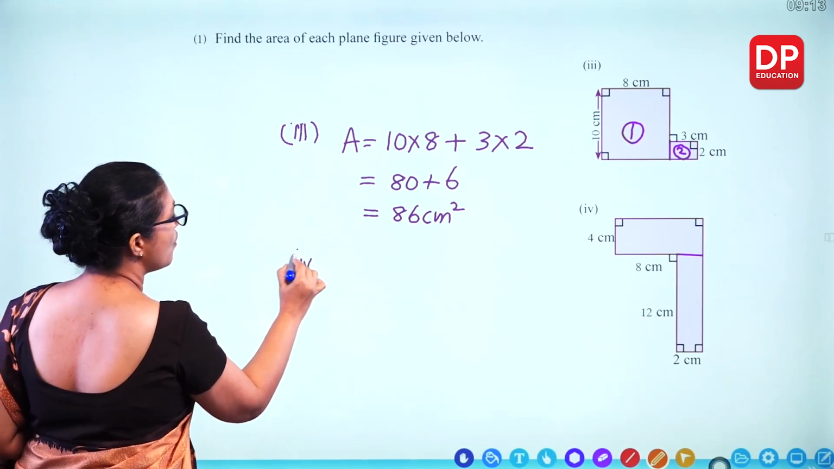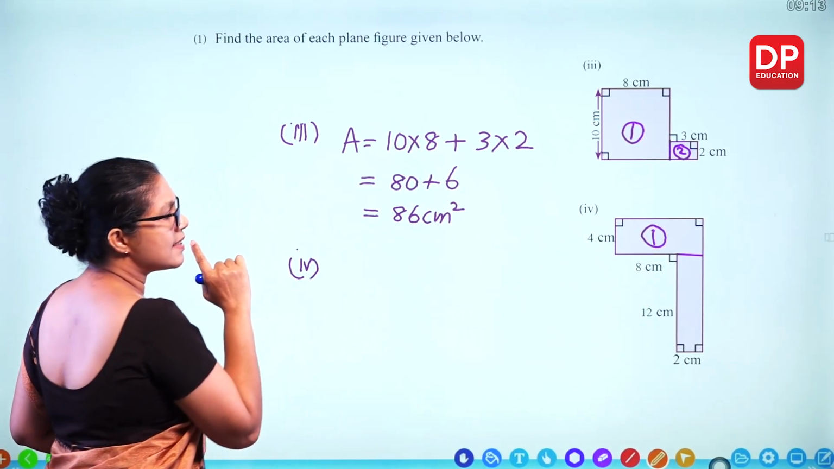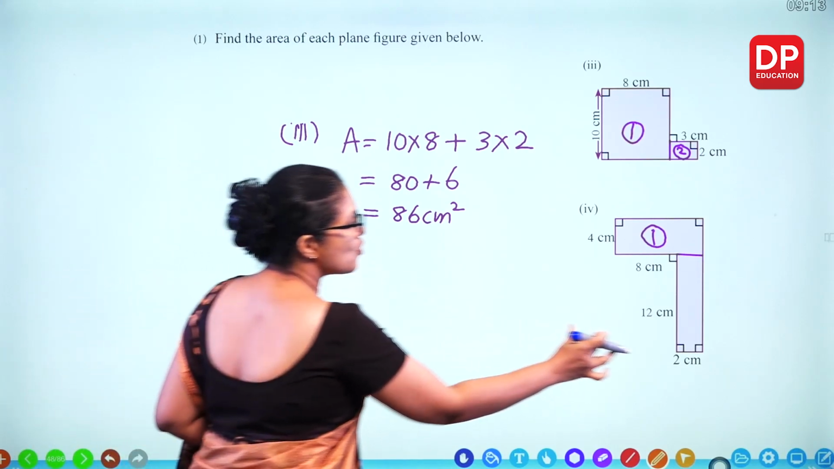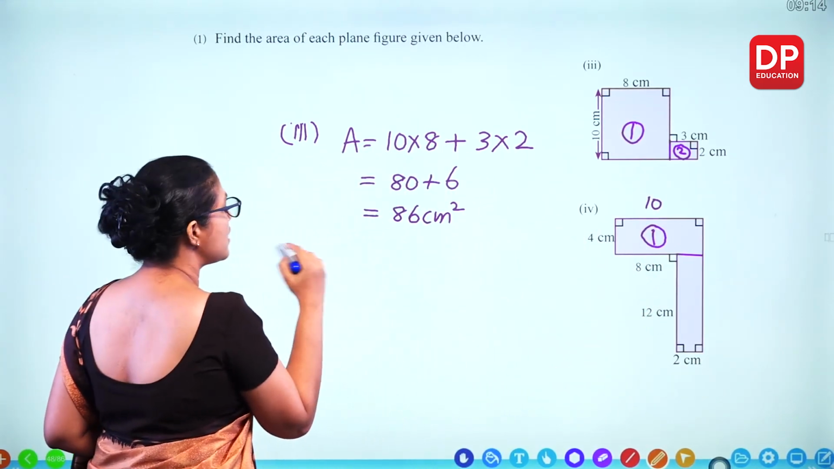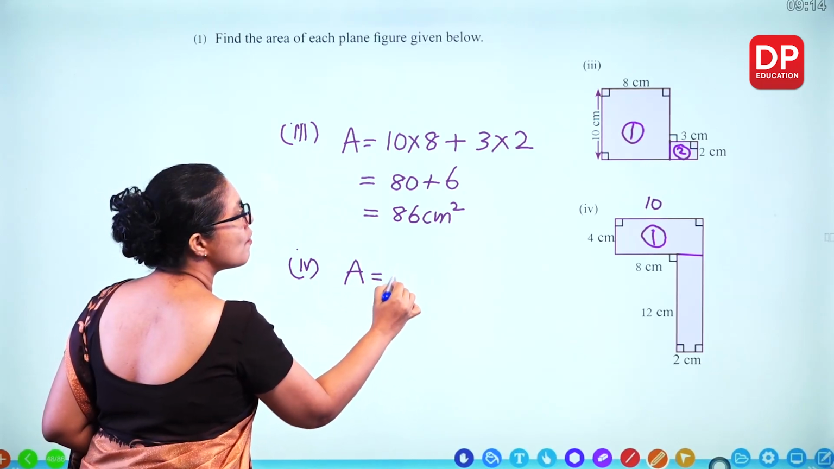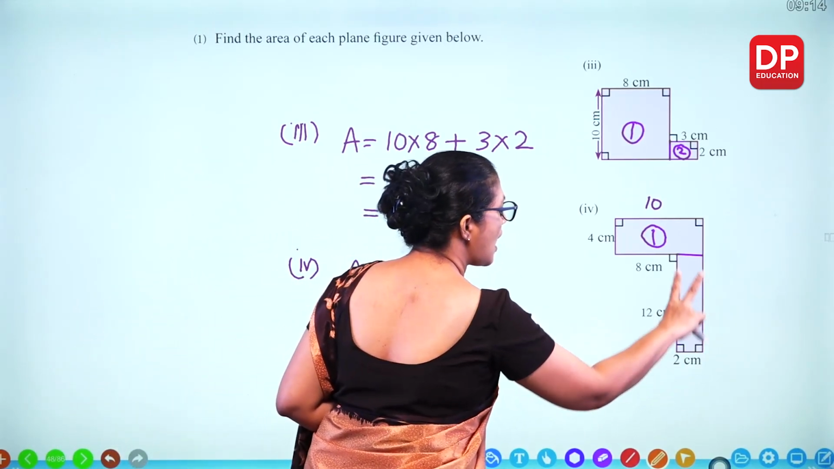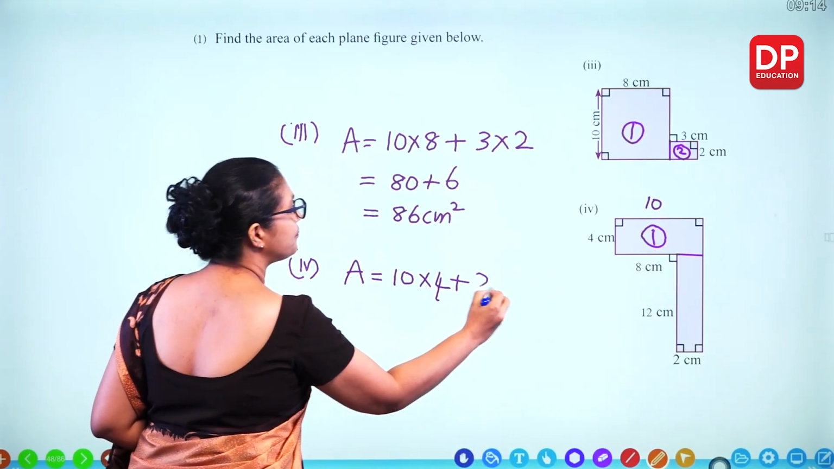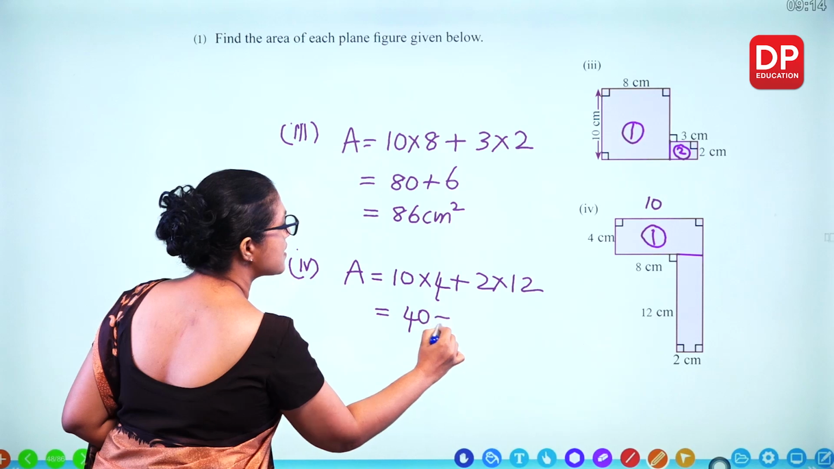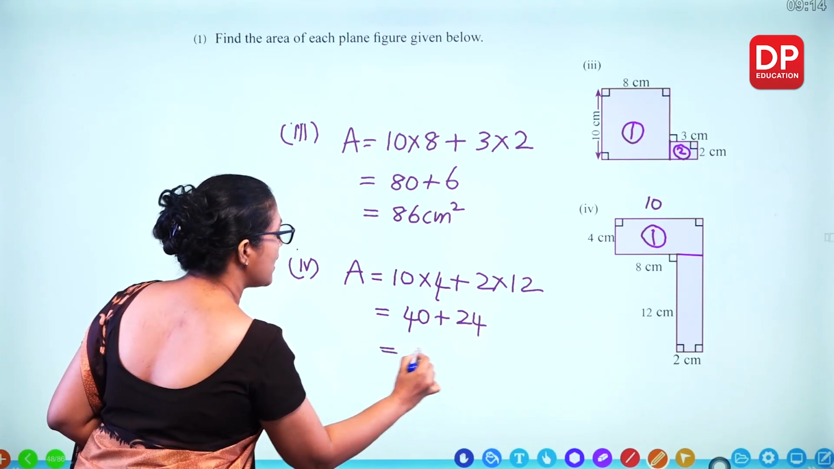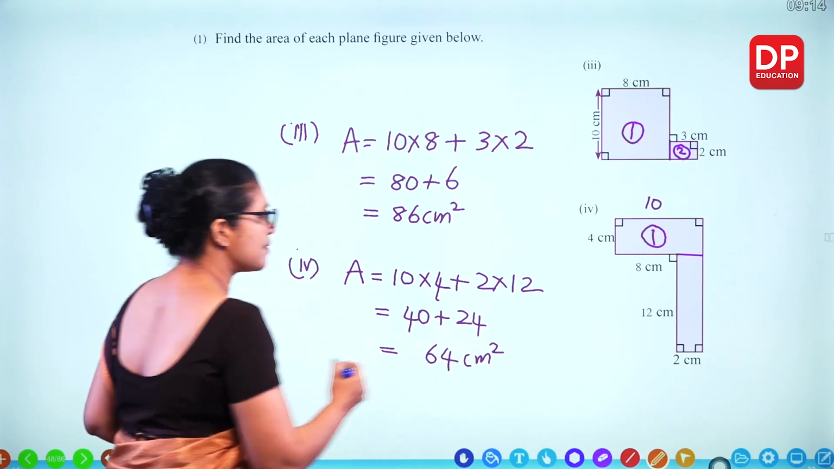Part 4, if you take first part as this, what's the length? 2 plus 8, that's 10. So 10 times 4 plus here 2 times 12. 40 plus 24, you get 64 square centimeters.